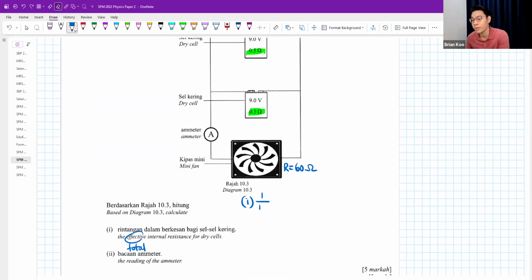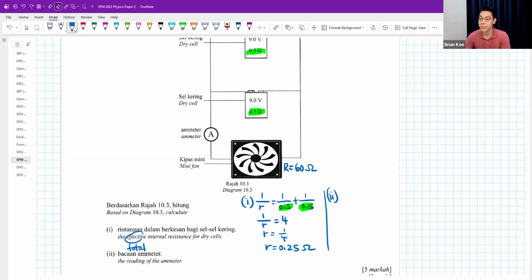If it's parallel, you just add up all the resistance using the parallel formula. You get 4. Then the answer you need to invert. r will become 1 over 4, which is 0.25. Don't leave it in fraction, please leave it in decimal. And then part 2, the reading of the ammeter. Reading of the ammeter means go and find the current.